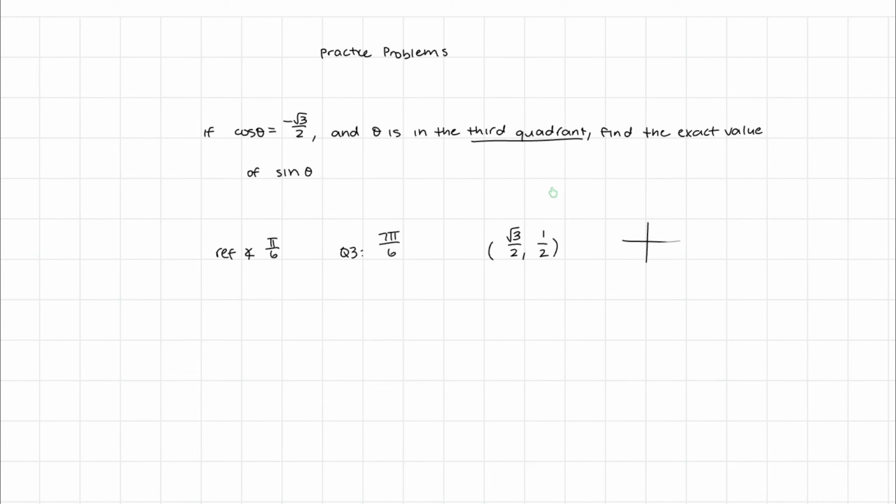Let's look at All Students Take Calculus. In quadrant 3, tan is positive, sine is negative, cosine is negative. Therefore, the value of sine would be negative 1 over 2.